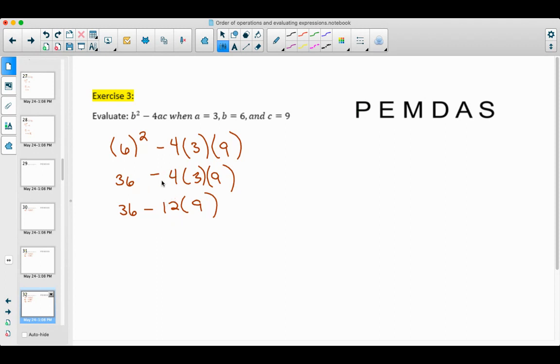And then I have more multiplying that I can do. I have to do negative 12 times 9, which is 108. So now I have 36 minus 108. Then I'm done with my multiplication and division. I go to adding and subtracting. So I do 36 minus 108, which is going to give me a negative 72.